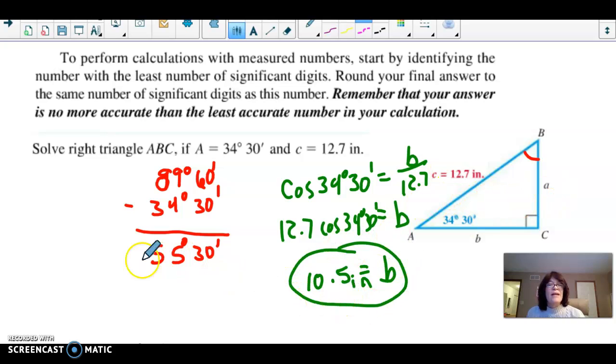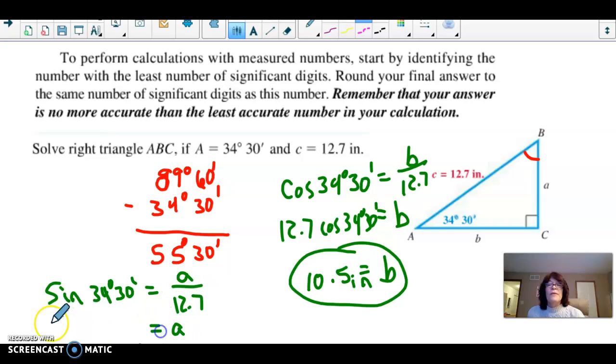The only one left is A. I'm going to just keep going with this angle and say this time the sine of 34 degrees, 30 minutes is opposite over 12.7. So I would take 12.7 times the sine of 34 degrees, 30 minutes, and I would get my answer. I'll do that in my calculator, and I round to 7.19. Okay, you do that in your calculator and see if you get that answer.